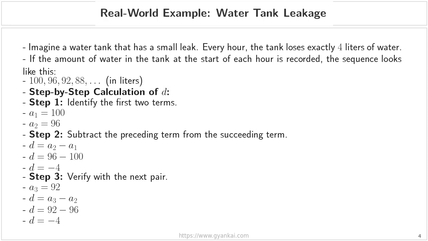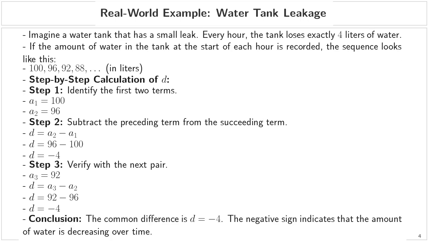To be absolutely certain that this is an arithmetic progression, we must perform step 3, verifying with another pair. Let's look at the third term, a sub-3, which is 92. We subtract the second term from this third term, so a sub-3 minus a sub-2. That is 92 minus 96, which again gives us -4. Since the difference is consistent, we can reach our conclusion. The common difference, d, is equal to -4.